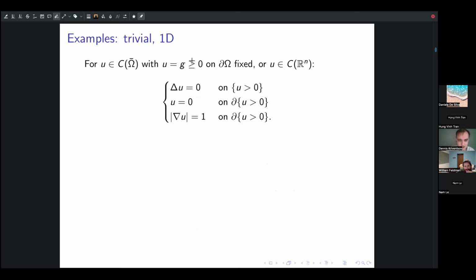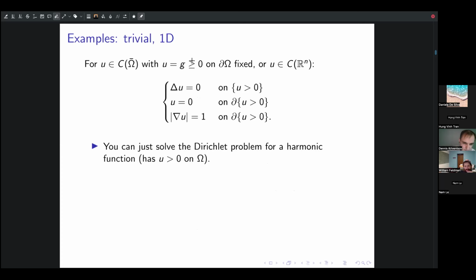I will give you a lot of examples. First, there's kind of a trivial solution where U is strictly positive everywhere. If U is strictly positive, then it solves this trivially if it's harmonic. You don't have to check these conditions because U is strictly positive. So there's nowhere you need to check them.